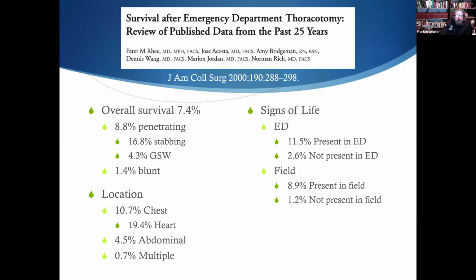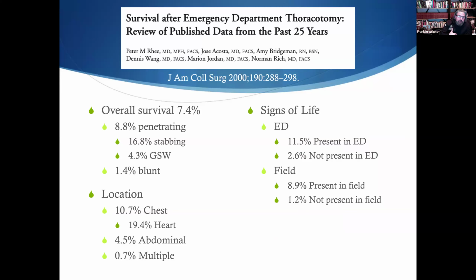Landmark papers: there's a lot of caveats to this. Again, this was one of the big papers. Peter Rhee was a military surgeon at that point. Overall survival over a long period of time in a lot of institutions was quite poor, 7.4%. Again, better with penetrating, best with stabbing of the subtypes of penetrating, very poor blunt survival.